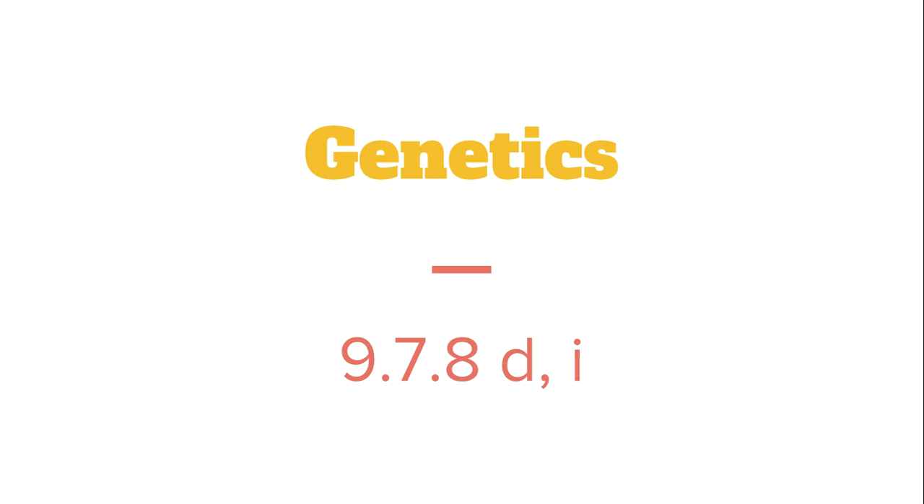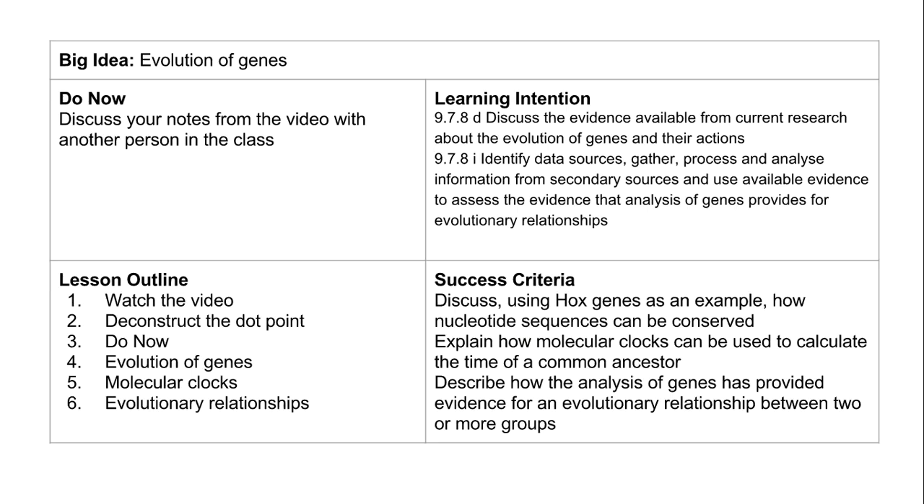Welcome to video 14 of Genetics the Code Broken. This is the final video in the series. In this video, we're going to be looking at how genes have evolved over time and how this provides evidence for evolution.